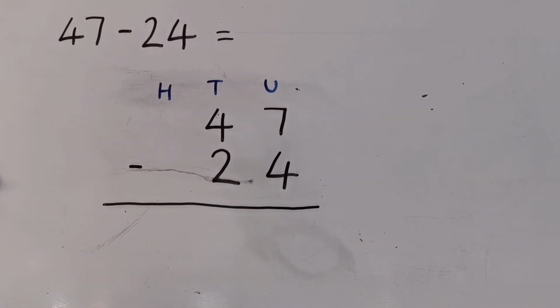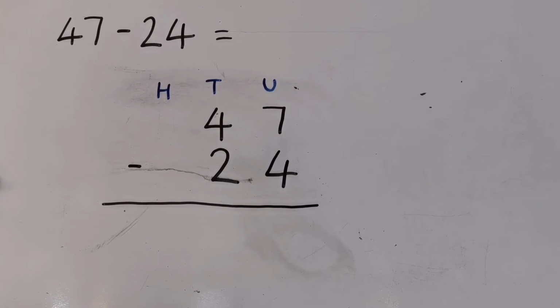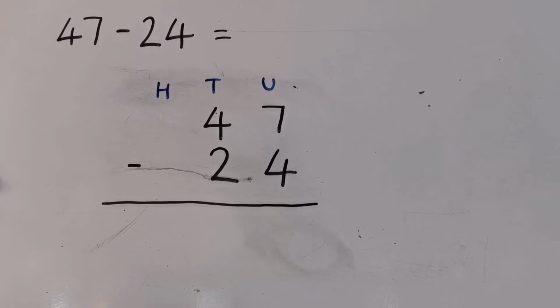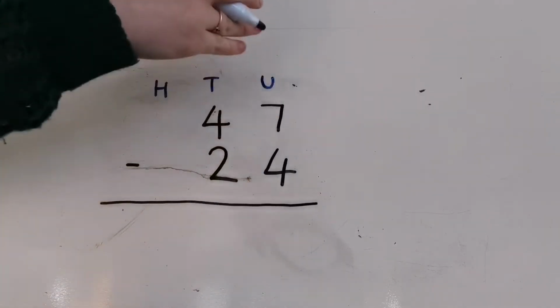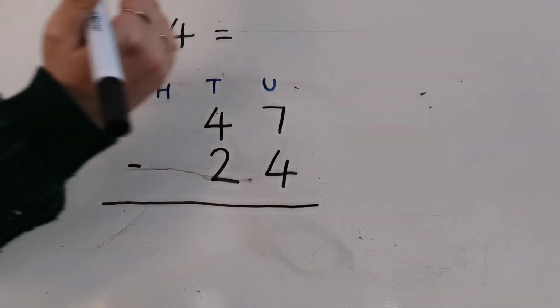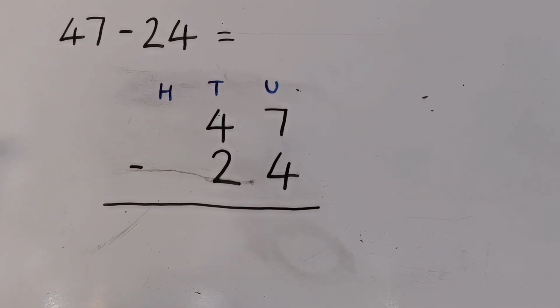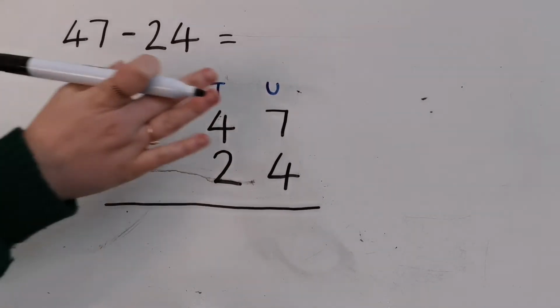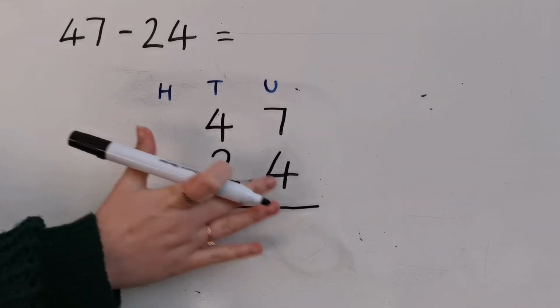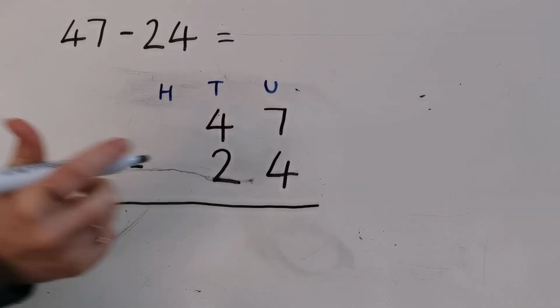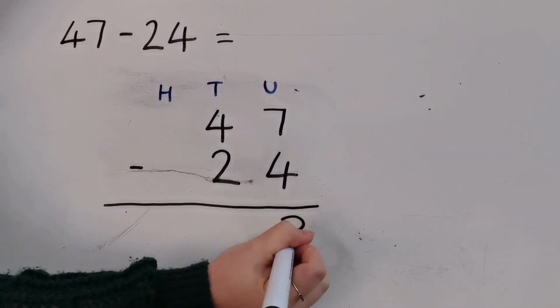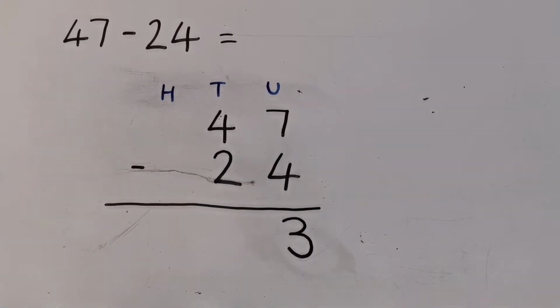Now when we do our working out, the first thing we always want to make sure we do is start with taking away using the column to the right. We always start with the column that is furthest to the right, exactly the same as column addition. So in this one, we have 7 take away 4. Okay, nice and easy, 7 take away 4 gives us the answer 3.